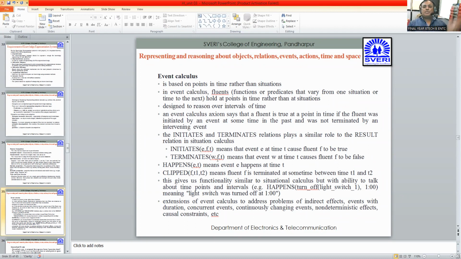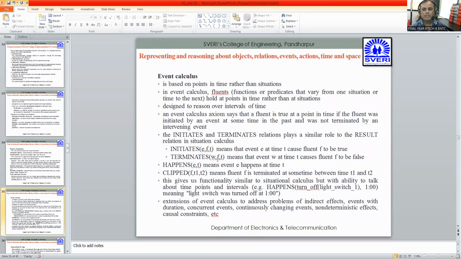So instead of calculating the entire situation, it is captured at one point in time, which is possible in event calculus. So it is related with time. Are you understanding? See, in event calculus there is a fluent. Fluent means the function or predicates that vary from one situation to another. When these fluents hold at points in time rather than in situations, then we say that it is about event calculus. It is designed to reason over intervals of time.